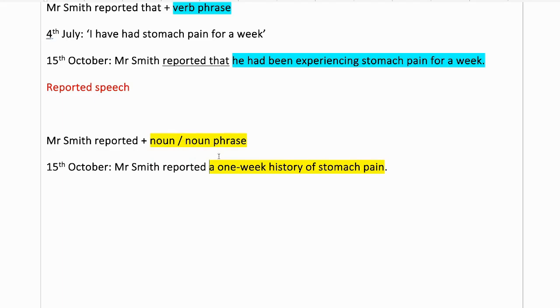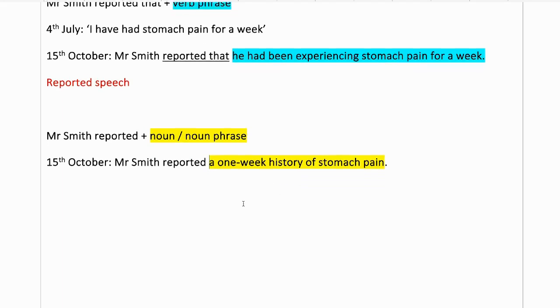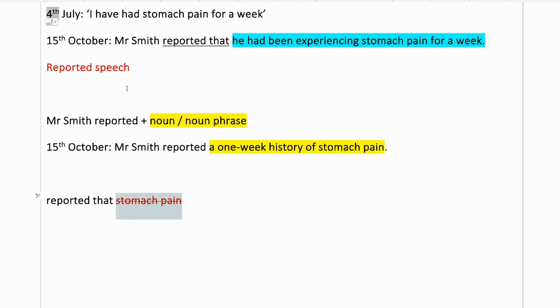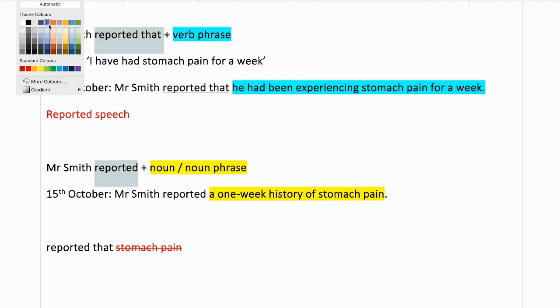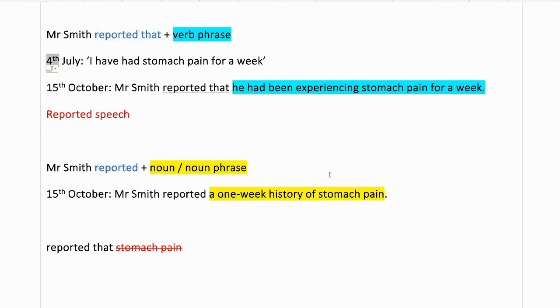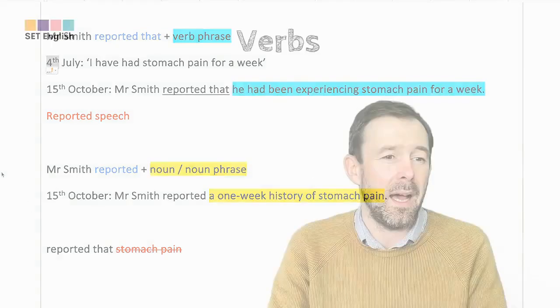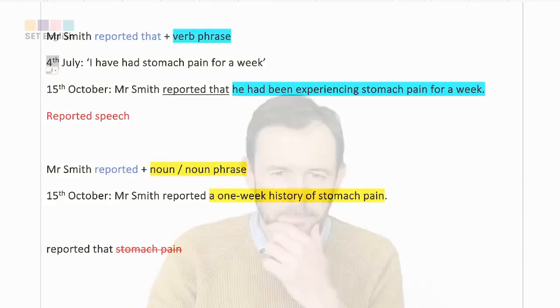So avoid making that mistake that I said earlier where people say reported that stomach pain. Okay, that's not allowed. We cannot do that. That's not allowed in English grammar. So report that and reported are slightly different in the way that they are used. It's a really, really useful thing. Happens a lot in OET writing that we see people making mistakes. And it can get a bit complicated. Definitely worth practicing.